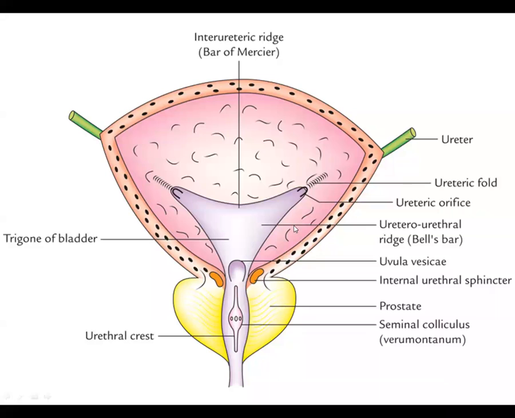Now this urethral ridge is called Bell's bar. So this is the Mercier's bar between the two ureteric openings, and between the ureteric and urethral opening, this is called Bell's bar. And this is the internal urethral sphincter, which is formed by smooth muscles which form a collar around this urethral opening. And then this is the prostate, and here there is the opening of the seminal vesicle and the vas deferens together. So that is called the seminal colliculus. This is the prostate. So this is about the interior of the urinary bladder.